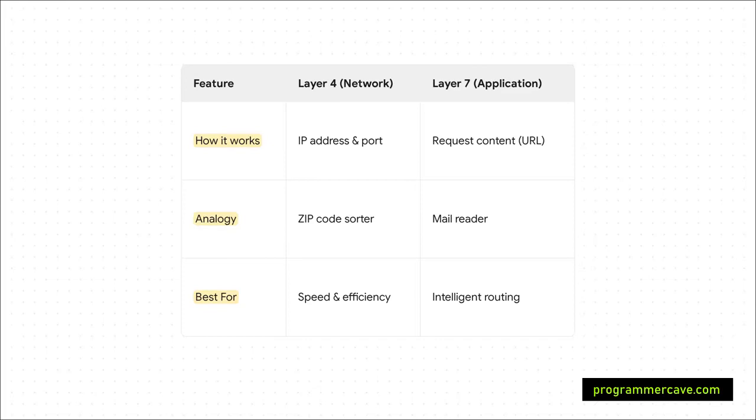But a Layer 7 load balancer, it's much, much smarter. It works at the application level. This mail sorter can actually open the envelope and read the letter inside. It can inspect the URL, the headers, everything. This lets you do really intelligent routing, like sending all requests for /API/video to your powerful video processing servers and all requests for /images to your image servers.